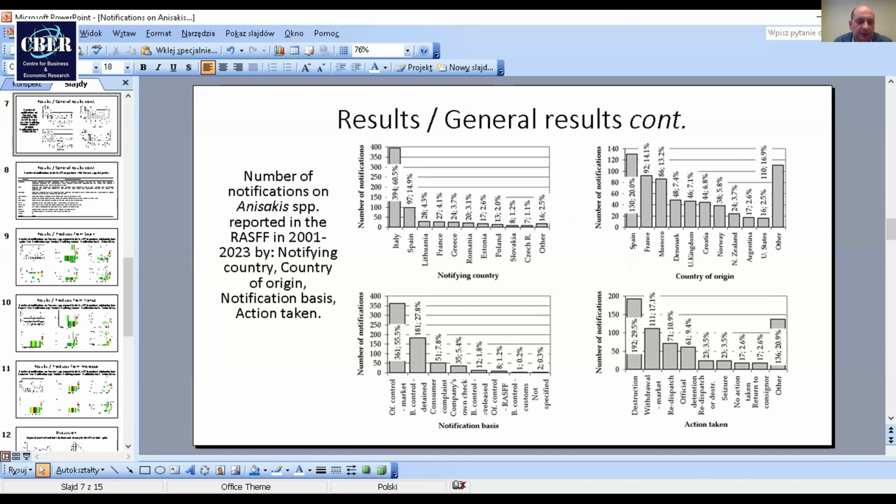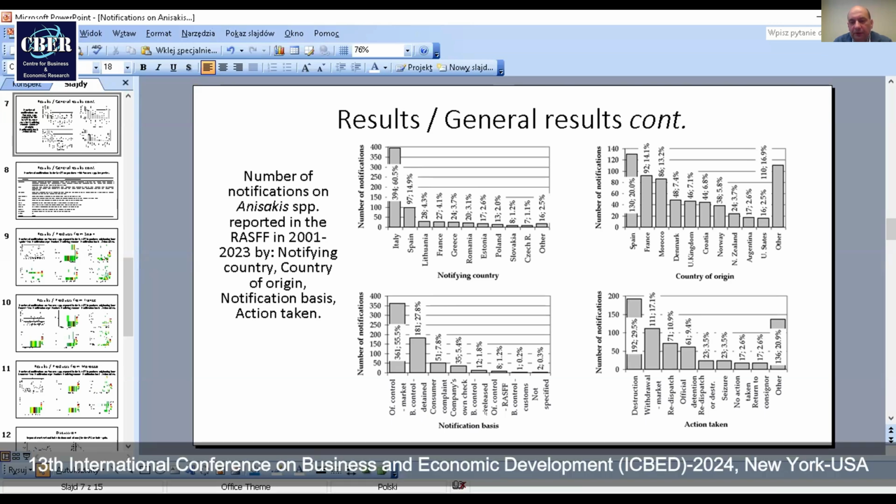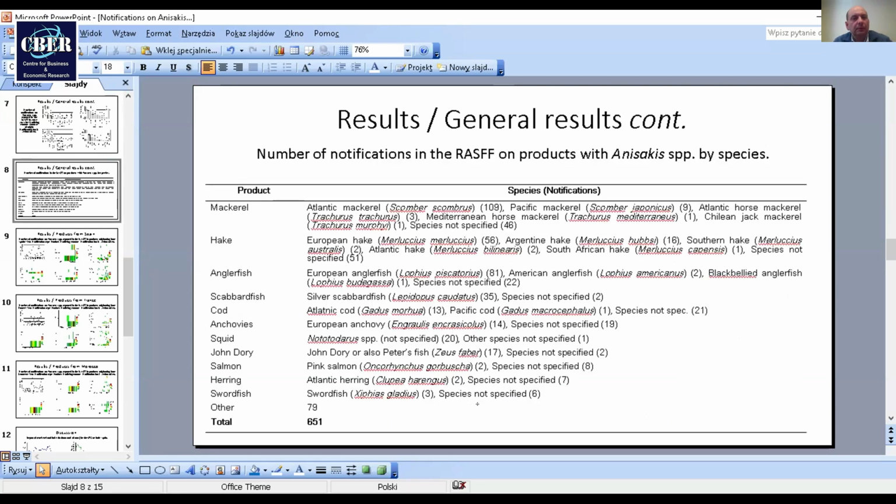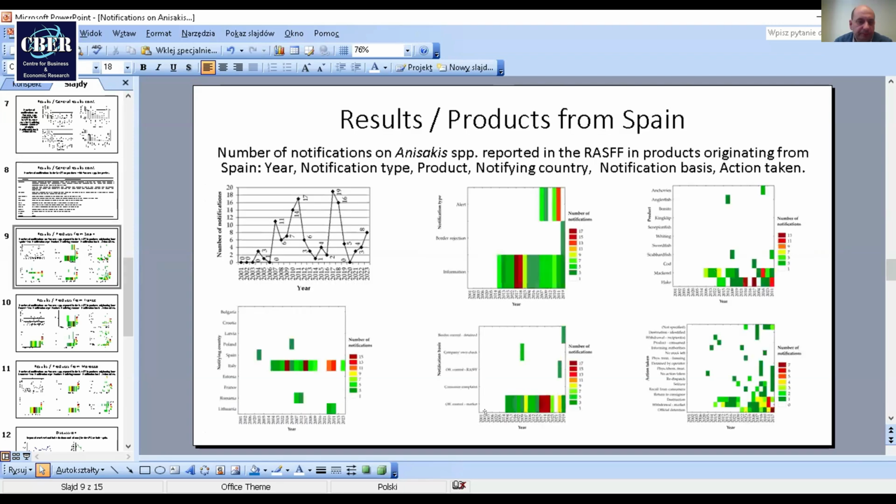And when we consider notification basis, there was official control on the market and also border control, after which the consignment was detained. And the action taken for this parasite was destruction, also withdrawal from the market, and the third was redispatch. And when we consider species of mackerel, it was mainly Atlantic mackerel. And within hake, it was European hake. And within anglerfish, it was European anglerfish.